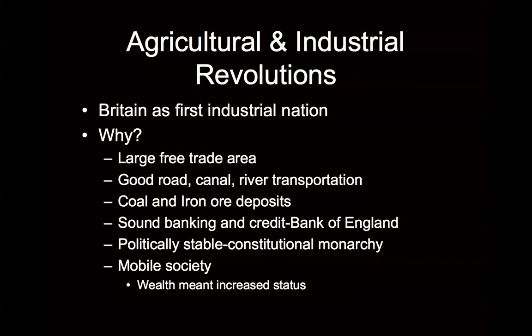Now, Britain was the first industrial nation. And why is that? Part of the reason for Britain being the first industrial nation is because they had a large free trade area. What does that mean? It means you can buy anything and sell anything in any part of England and transport it over the whole country without having to pay a fee every time you move from one region to another.